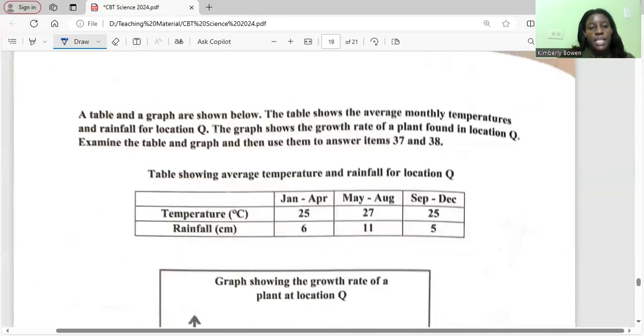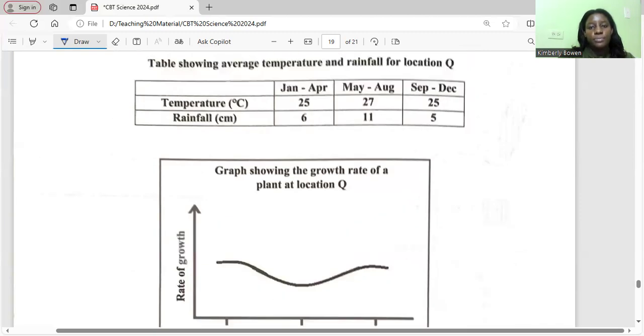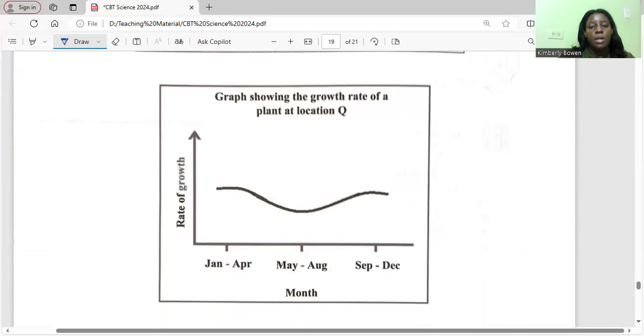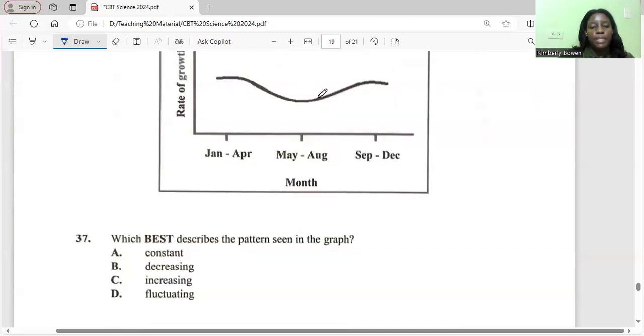Lots of tables and graphs. A table and a graph are shown below. The table shows the average monthly temperatures and rainfall for location Q. The graph shows the growth rate of a plant found in location Q. Examine the table and the graph and then use them to answer items 37 and 38. I'm just going to leave this here for you to examine for a few seconds. All right. Which best describes the pattern seen in the graph? It's fluctuating because it was high, then it was low, then it was increasing again. That's fluctuating.